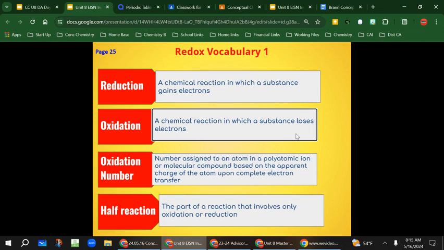That phrase can help you remember which is which. When you gain electrons, you are being reduced. When you lose electrons, you are being oxidized. Leo the lion goes grr. Now the other one that people use is OIL RIG. O-I-L-R-I-G. Oxidation is losing, reduction is gaining.